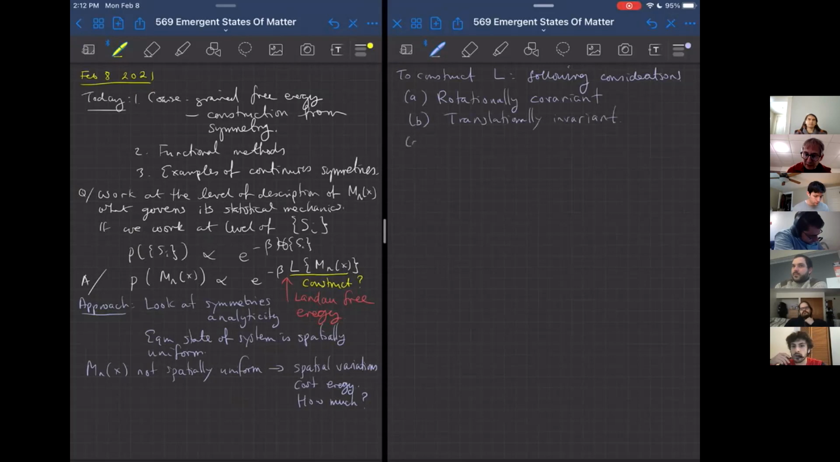Then the other thing we want to understand is that when there are spatial variations, it's the gradient of those things that matter rather than the absolute magnitude. So the Landau free energy, or let me put it this way, let me write it as this: it should penalize deviations from spatial uniformity.